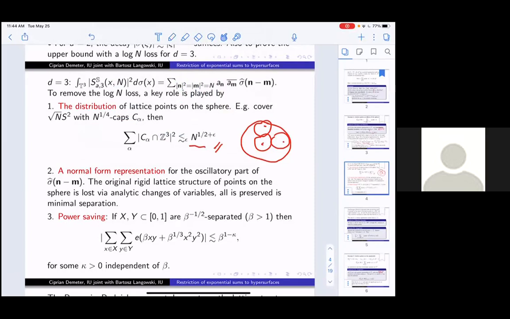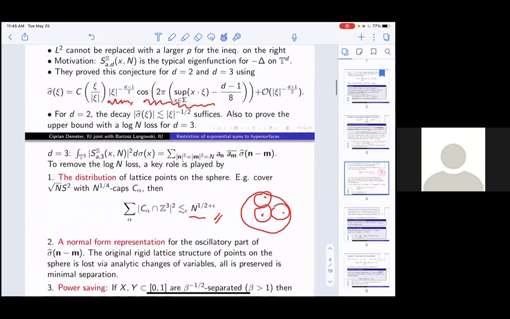But of course, the points are distributed unevenly, and so the proof of this distribution result needs a bit of attention. All right, the second thing that they are using is a certain normal form representation for the oscillatory part.